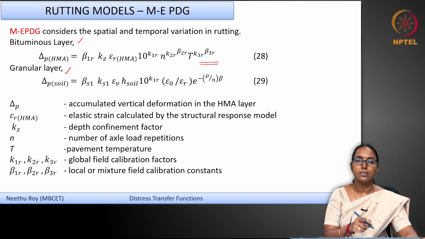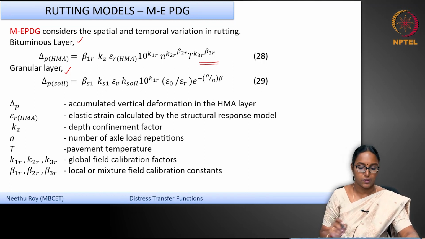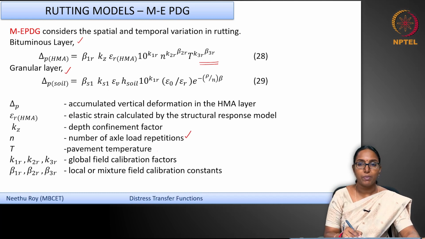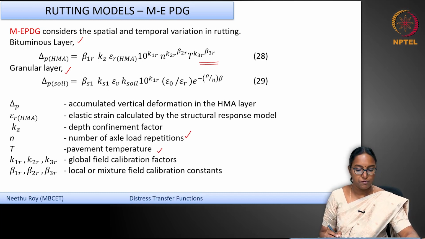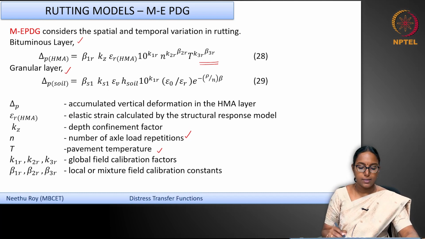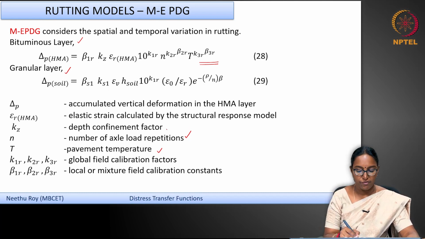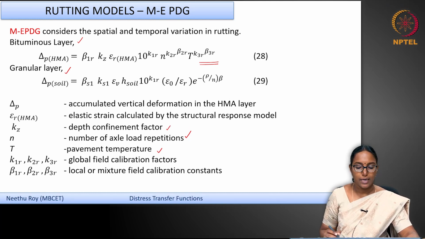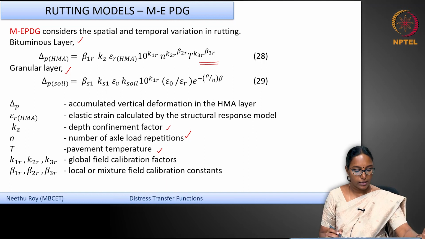HMA. This is similar to what we have already discussed, that the elastic strain is proportional to the plastic strain. N is the number of load applications, and T, the pavement temperature, is also a major factor incorporated in this model. Then KZ is the depth confinement factor, so that it takes into account the confinement pressure acting on the material.